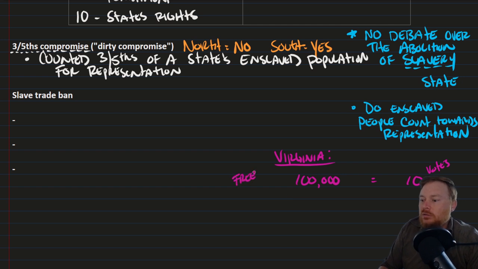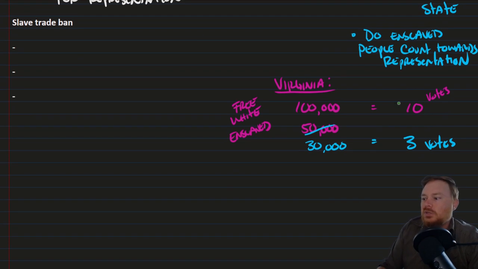This is the free white population, though. Let's say that the enslaved population is 50,000. So the question is, okay, well, does that 50,000, how does that get calculated in terms of the vote? Well, according to the Three-Fifths Compromise, that 50,000 is essentially going to be counted as 30,000, which will provide 3 more votes, which will give Virginia a grand total, 10 plus 3 of 13 votes. Right? So you can see that without counting the enslaved population, Virginia will get 10 votes. Counting 3/5 of it, it'll get 13 votes.